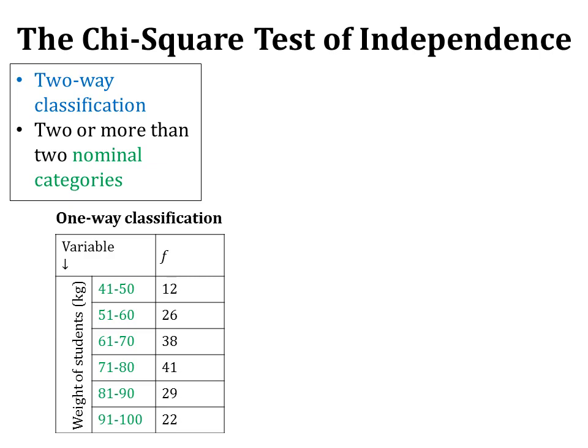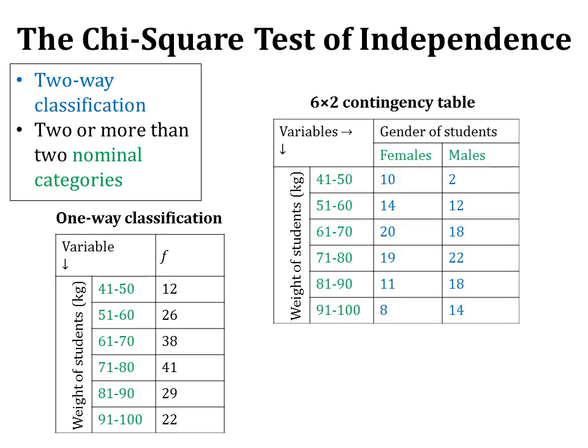So what if we add another variable? Because this table has got only one variable, and that variable is the weight of students. So what if we add another variable to this classification? So it will become a two-way classification. And if we add another variable, which is the gender of students, so now we have two variables. The gender of students is presented in columns, and it has two categories, females and males. And then the other variable is the weight of students in kilograms, which is presented in rows, and it has 6 classes or 6 categories.